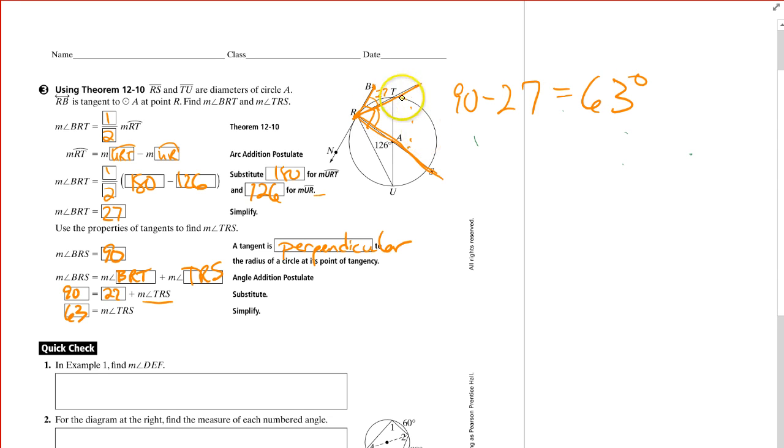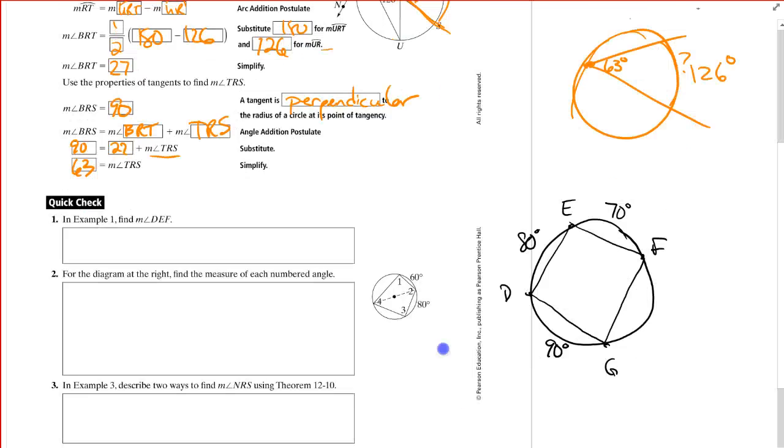And let me just ask you one little corollary here. If this angle here is 63, then how big is this arc? Well, the vertex is sitting on the circle, so I have to do that doubling thing. So 126. Got it.